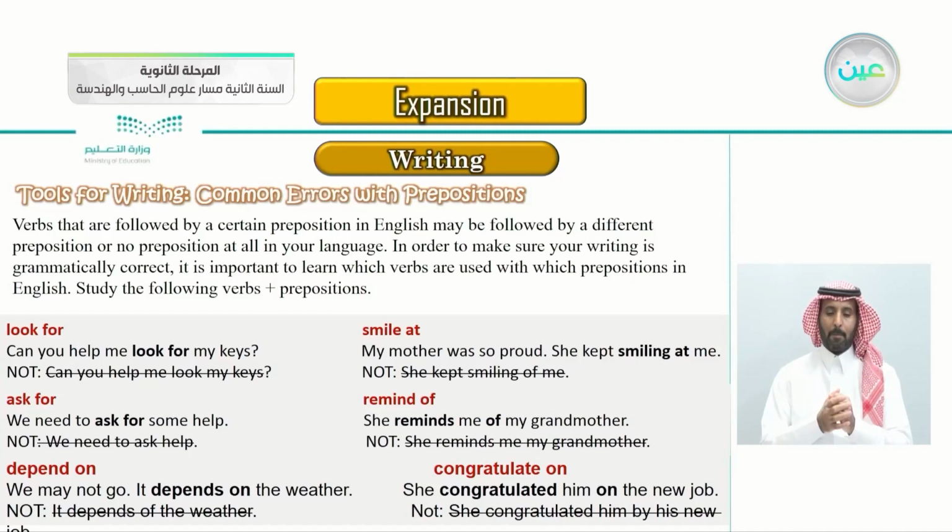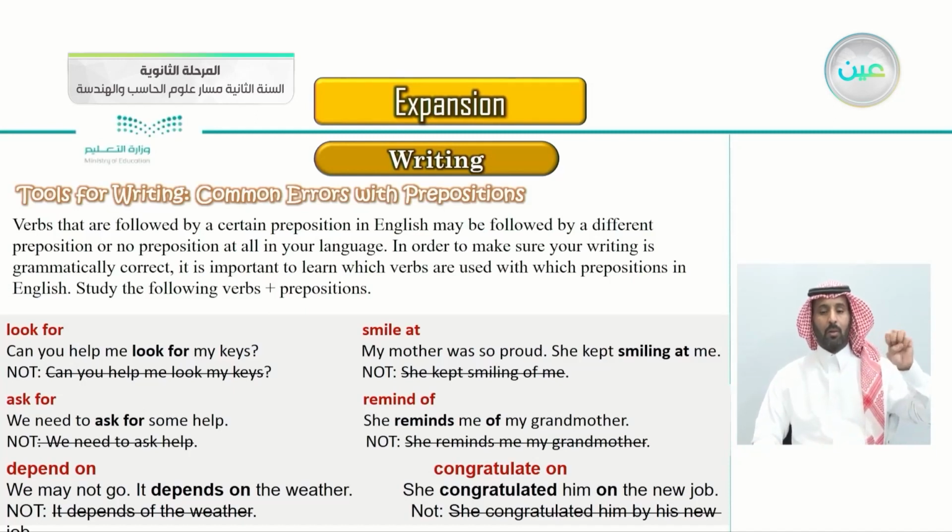Next here, smile at. My mother was so proud, she kept smiling at me. When someone is seeing you and keeps smiling, you say that he is smiling at me, not smiling on me or in me, or just smiling off me. So the correct preposition with smiling is at.